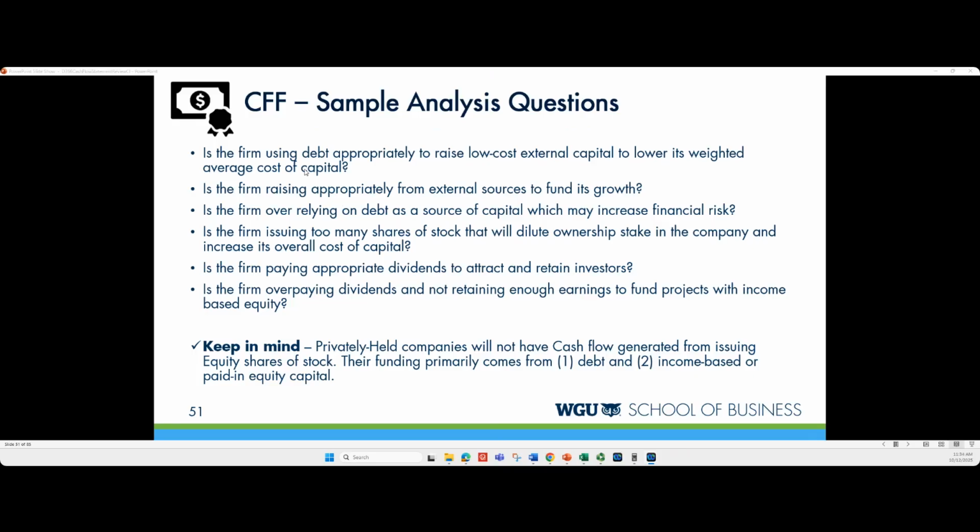One thing you have to consider when you're looking at the cash flow from financing section is that privately held companies will not have cash flow from generating shares of stock. It's primarily going to come from debt and income-based equity funding. Remember, only about 1% of firms in the U.S. are publicly traded. So most firms are going to rely on their net income, their equity generated from net income, and debt as their cash flow from financing.